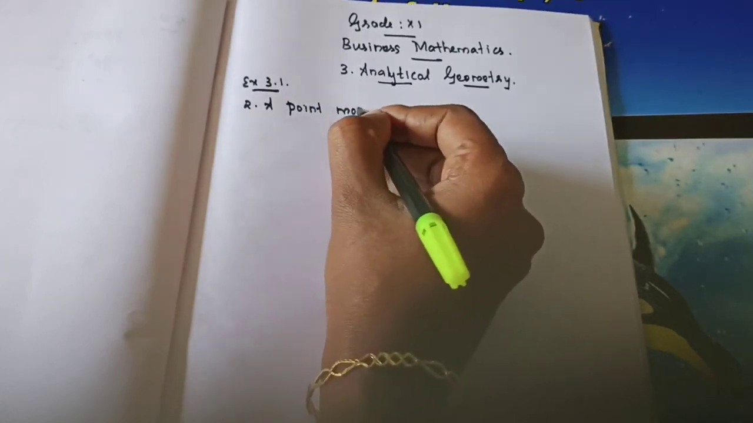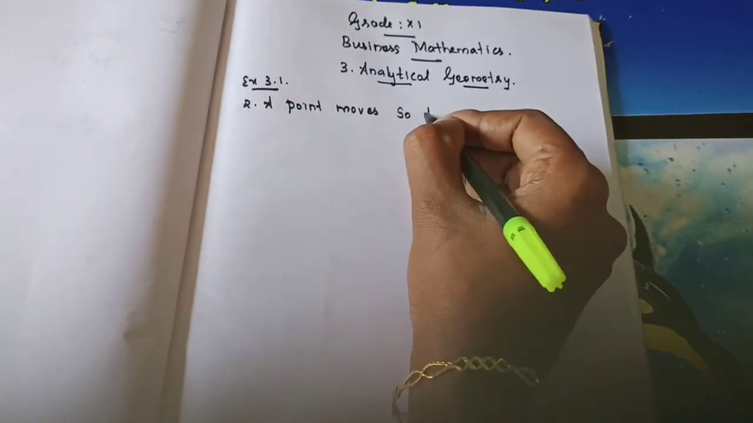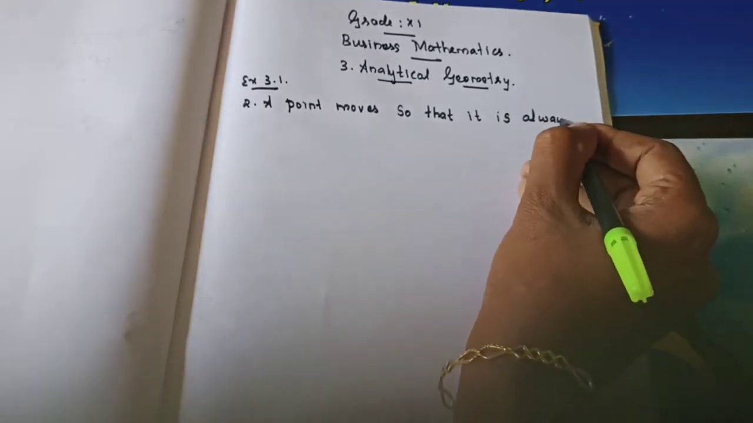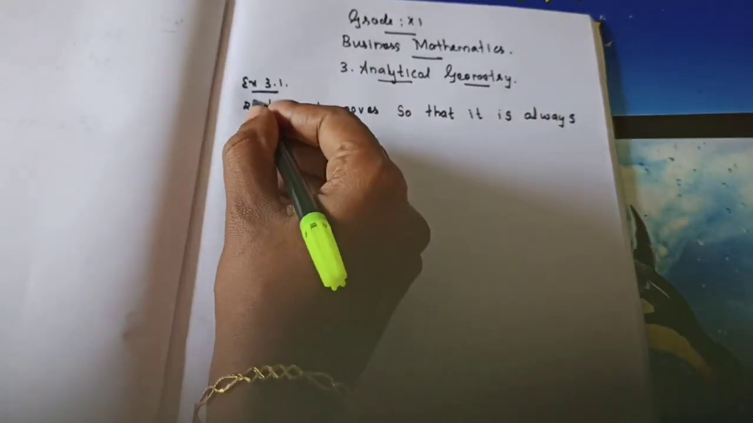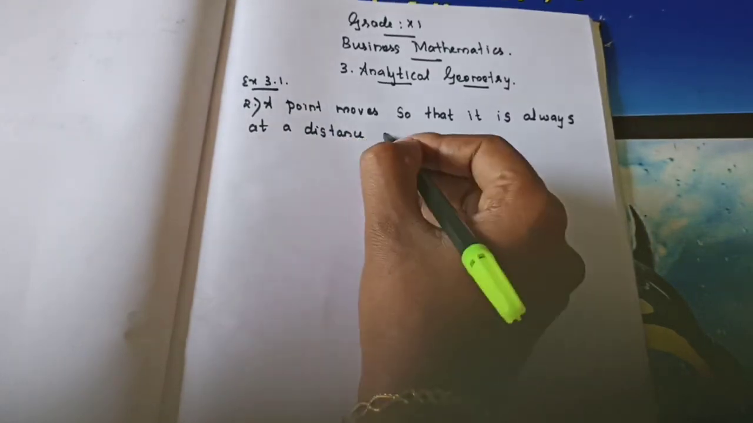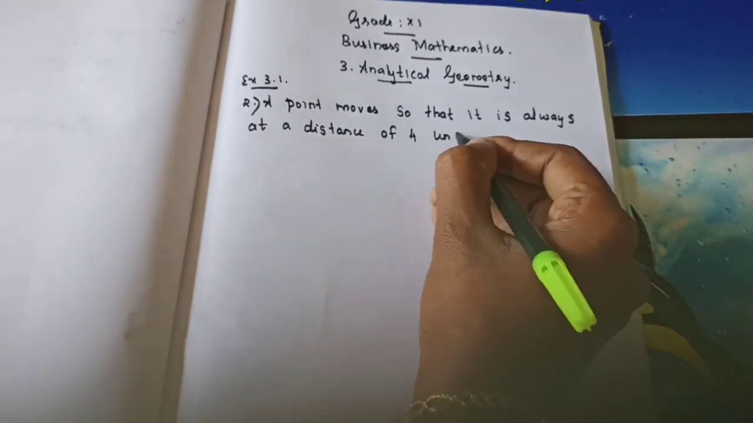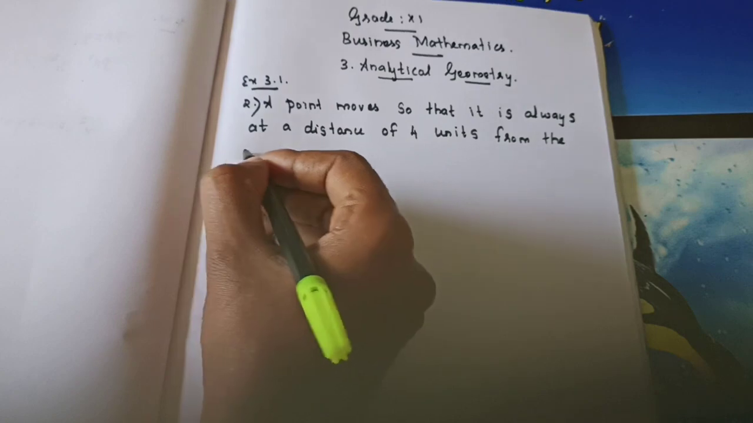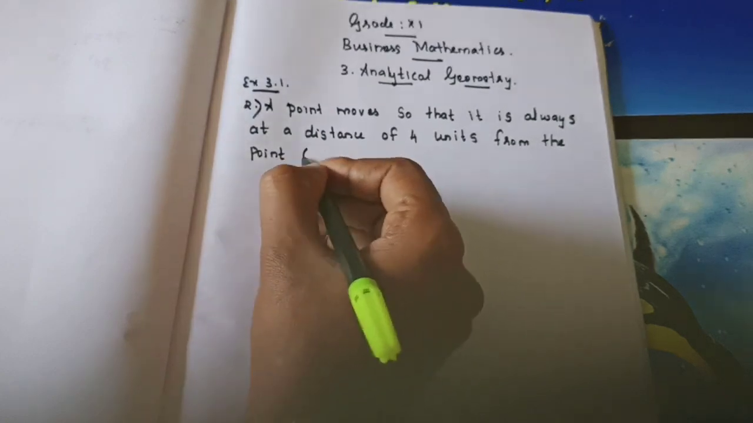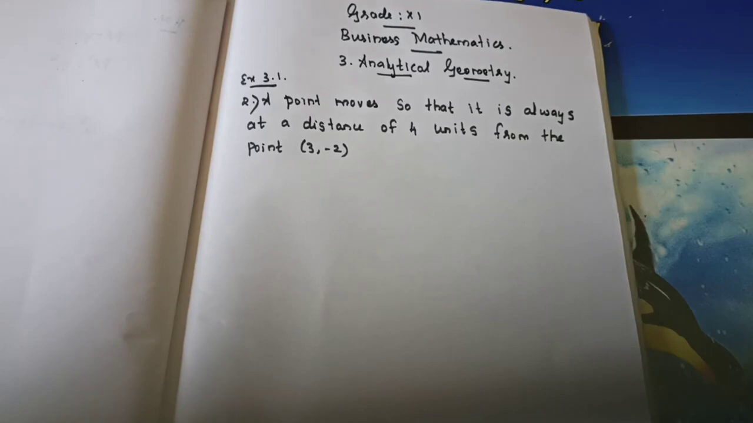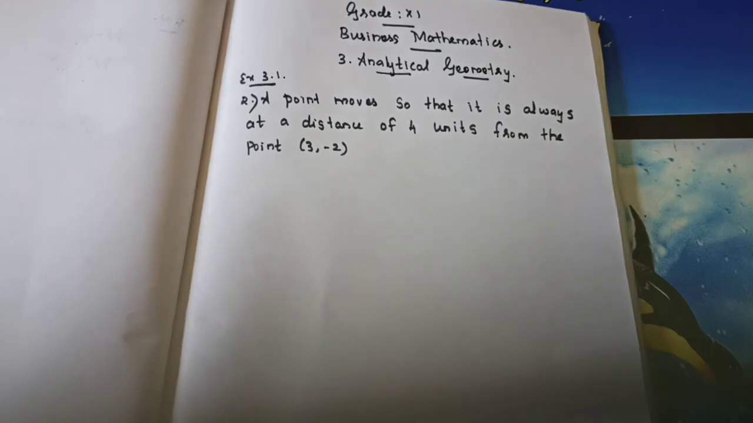A point moves so that it is always at a distance of 4 units from the point 3, minus 2.